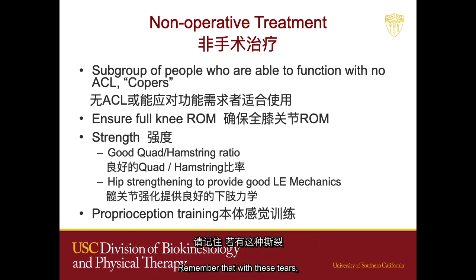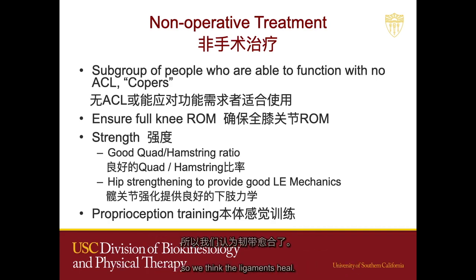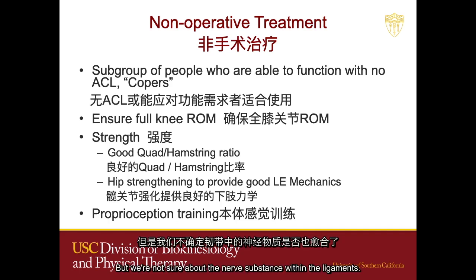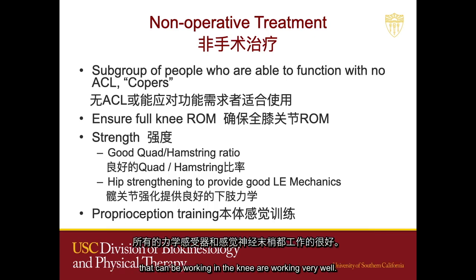Remember that with these tears, especially if they're a mid-substance tear, we're not sure if their mechanoreceptors come back very well. So we think the ligament heals, but we're not sure about the nerve substance within the ligament. And so we really want to make sure that we're doing a lot of proprioceptive training to make sure that any mechanoreceptors and any other proprioceptive nerve endings that can be working in the knee are working very well.